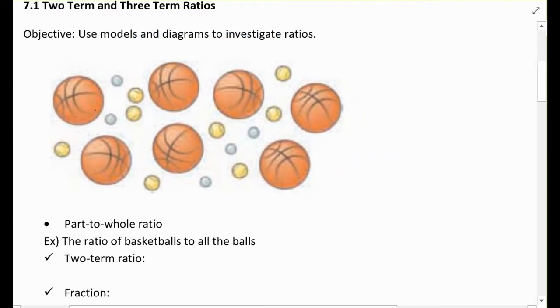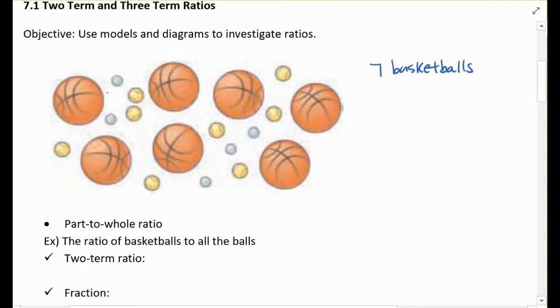How many basketballs do I have here? Let's count it. 1, 2, 3, 4, 5, 6, 7 basketballs. So write it down. We have 7 basketballs.